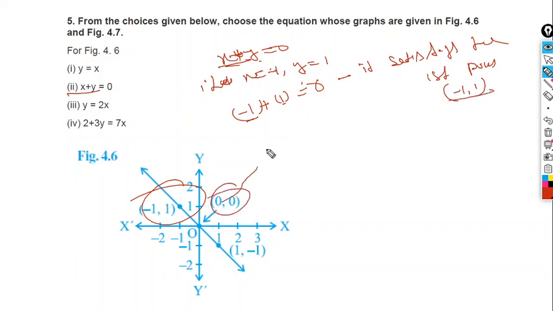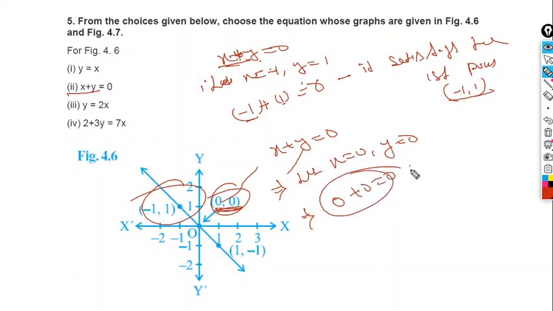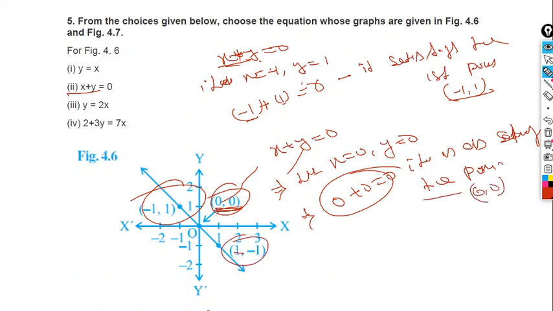0, 0. It is given that x plus y equal to 0, so we'll take this point. Now let x equal to 0, y equal to 0, implies 0 plus 0 equal to 0. It is also satisfying the point 0, 0. Now we'll move to the third one, 1, minus 1. Let x equal to 1, y equal to minus 1. We are taking this point.